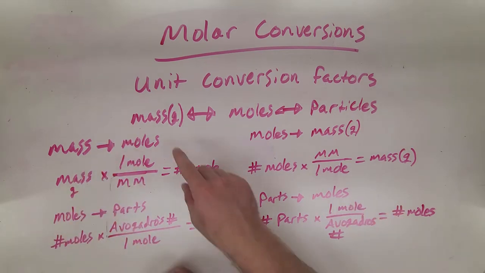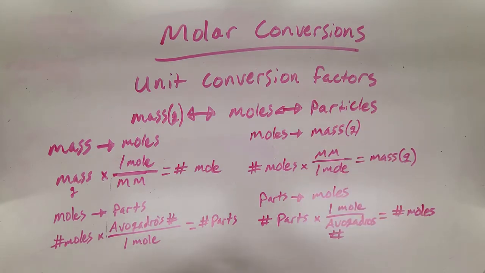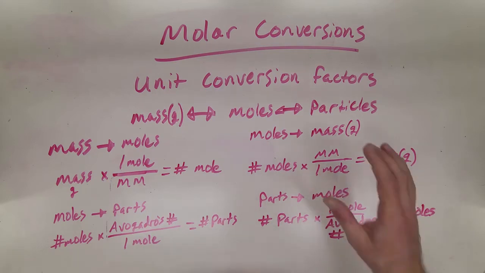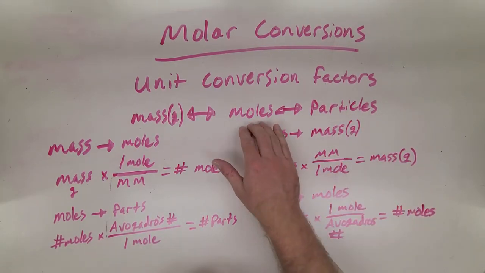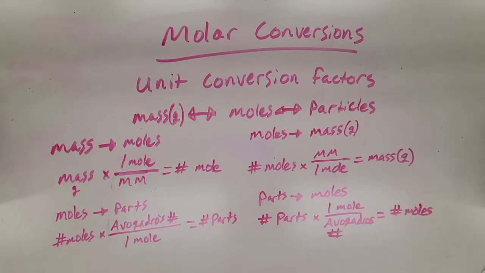It's not possible to go from mass to particles. This is why we have such an importance with the number of moles. From particles, we can convert the number of particles that we know to moles, and then we can convert that to mass, but we can't go straight from mass to particles. That's why I don't show that here. So let's get going on explaining this.